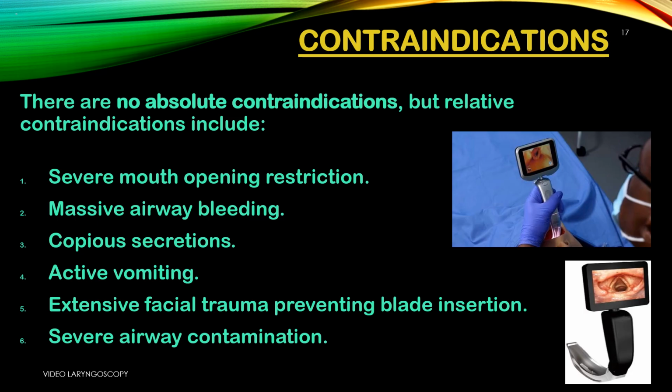3. Copious secretions. Too much saliva, pus, or fluid fogs the camera and blocks the view even with suction. 4. Active vomiting. High risk of aspiration. The airway needs to be cleared and protected first before any intubation attempt. 5. Extensive facial trauma preventing blade insertion. Broken jaw, swelling, or deformity blocks the path for the blade to reach the airway. 6. Severe airway contamination. Food, debris, or chemicals in the airway obscure the camera and increase infection and aspiration risk.